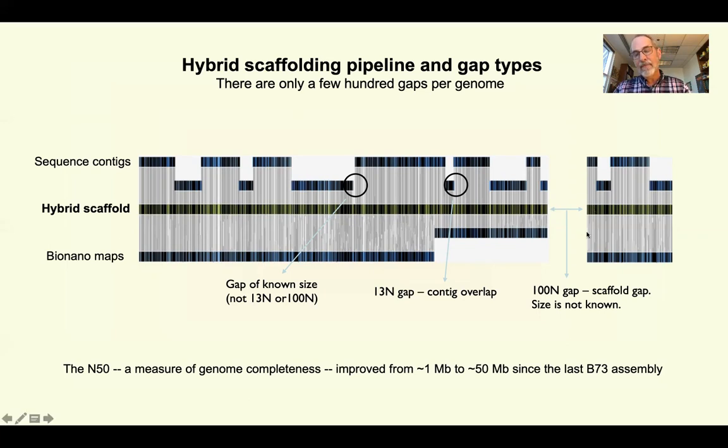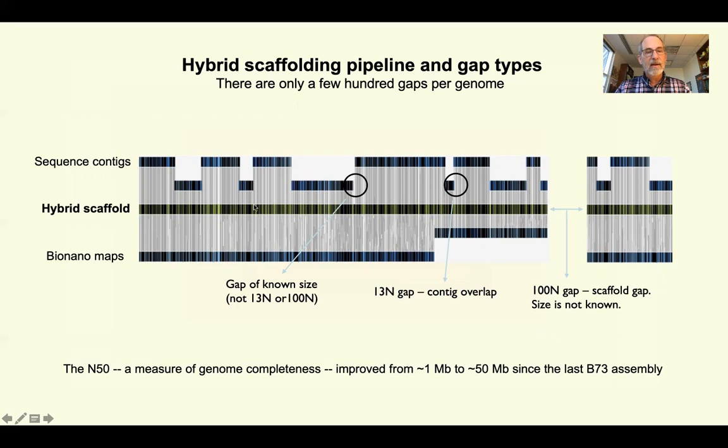I just wanted to describe the three types of gaps that are present in these assemblies. One is the so-called 100N gap. This is the worst kind. This is the type you expect to find, where there's a gap where two things have been joined because we don't know what's between them. This generally happens in knobs and centromeres, and this scaffold gap is marked by 100 Ns.